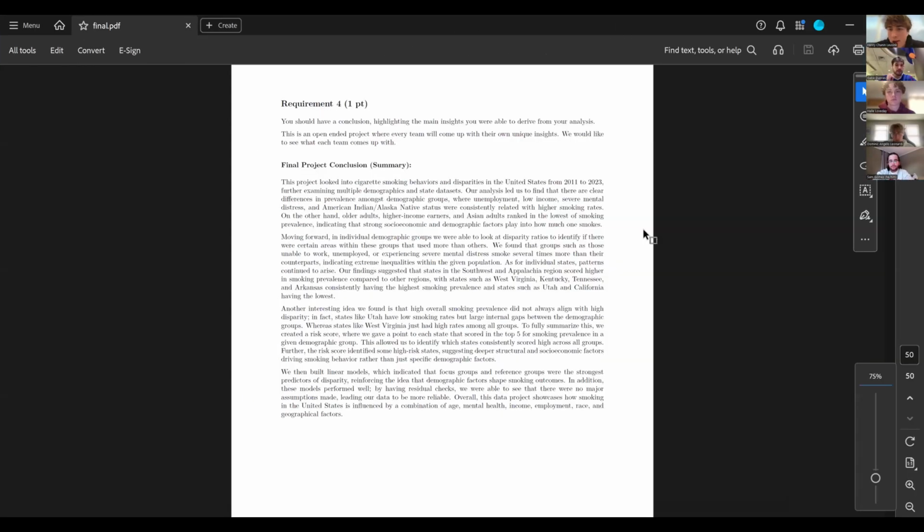All right. And finally, just to sum it up. This project, as everyone's project, looked over cigarette smoking habits between the demographics of age, employment, income, race, and mental health. And so we went through and started with our plots. What we found throughout is that states such as West Virginia, Kentucky, Tennessee, and Arkansas had the highest smoking prevalence, whereas a state such as Utah doesn't really have a high prevalence, but their disparity was kind of crazy. So that's why we looked at the scatter plot for that to see if those were associated, which we found they really weren't.